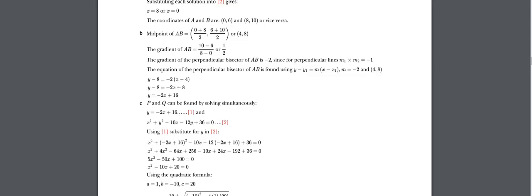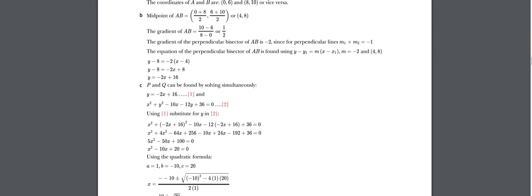Collect like terms: all the powers of x, that's 5x squared, and all the coefficients of x. That should give you minus 50x plus 100. I can reduce this to the lowest term by dividing through by 5. So I have x squared minus 10x plus 20 equals 0, and that's my quadratic equation. If I use the quadratic formula to solve this, where a is the coefficient of x squared and it is 1, b is the coefficient of x which is negative 10, and the constant here is 20.